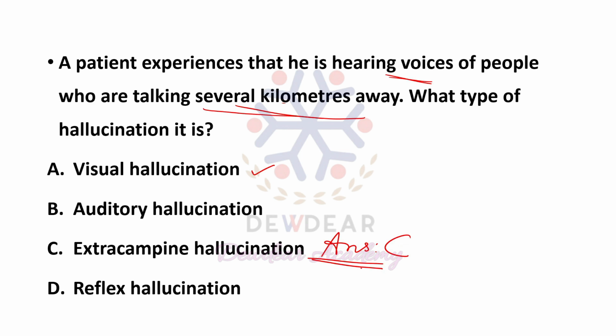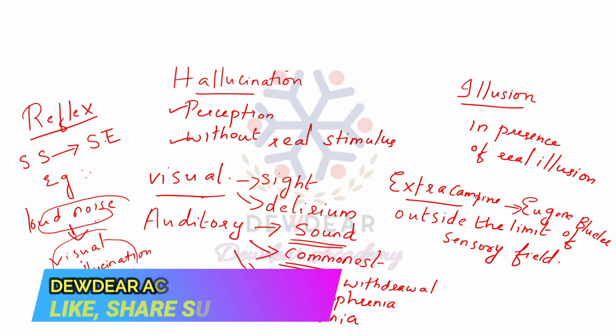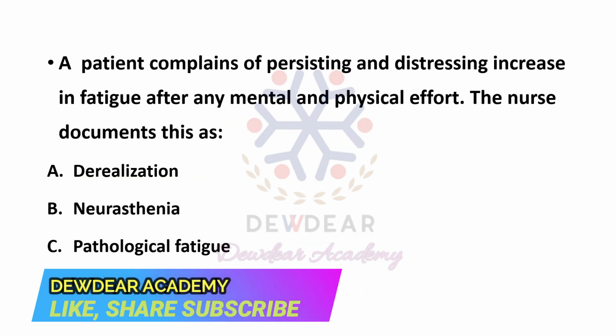Extracampine hallucination, I have already told. Here he is hearing the voices of people who are talking several kilometers away. That is outside the limit of one's sensory field. That is extracampine hallucination. Then the next question.